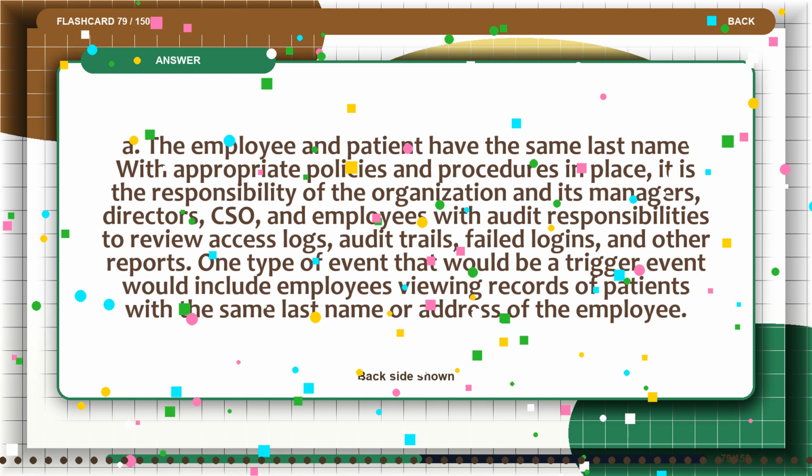The answer is A. The employee and patient have the same last name. With appropriate policies and procedures in place, it is the responsibility of the organization and its managers, directors, CSO, and employees with audit responsibilities to review access logs, audit trails, failed logins, and other reports. One type of event that would be a trigger event would include employees viewing records of patients with the same last name or address of the employee.